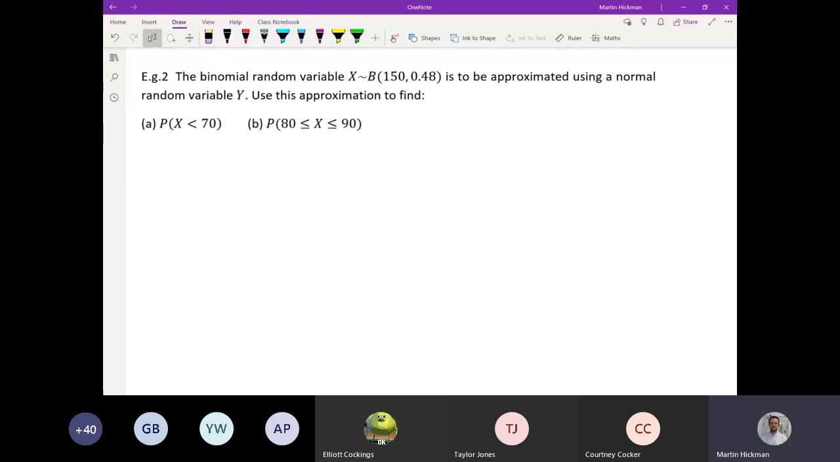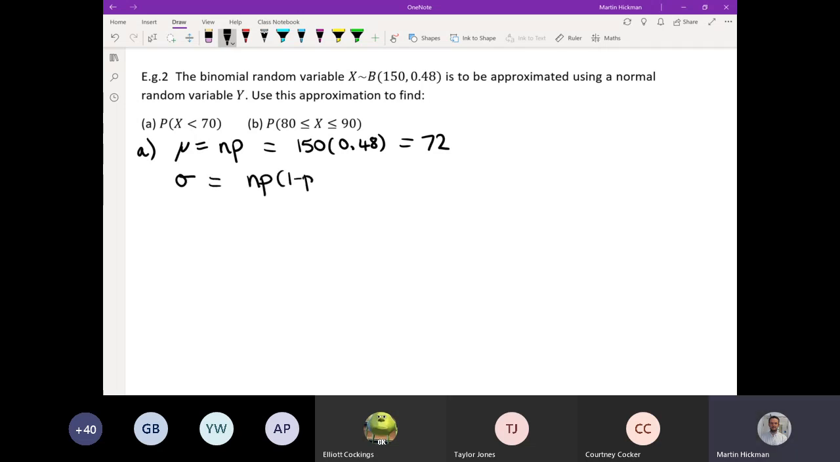So firstly, I've got a binomial distribution here, and I'm going to approximate it with the normal. First things first, I need to find both my mean and my variance or standard deviation. So just remember the mean, that's np. So we do n, which is 150, times p, which is 0.48. And I get 72. So we're saying if we do this 150 times, on average, we expect to get 72 successes here if the probability is 0.48. And then we also need a standard deviation.